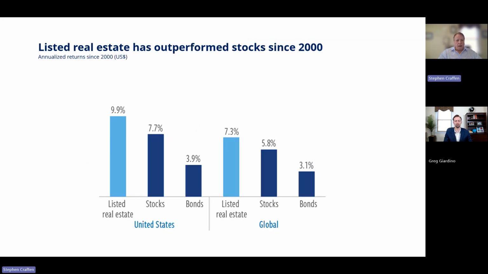And so, by the way, real estate has outperformed stock, the S&P, since the year 2000. If you go back to 1990, it hasn't, but since 2000, it's outperformed the stock market, and pretty dramatically as well. These are average rates of return per year. And so real estate's been around 9.9%, stock market around 7.7%. So that's a substantial difference.